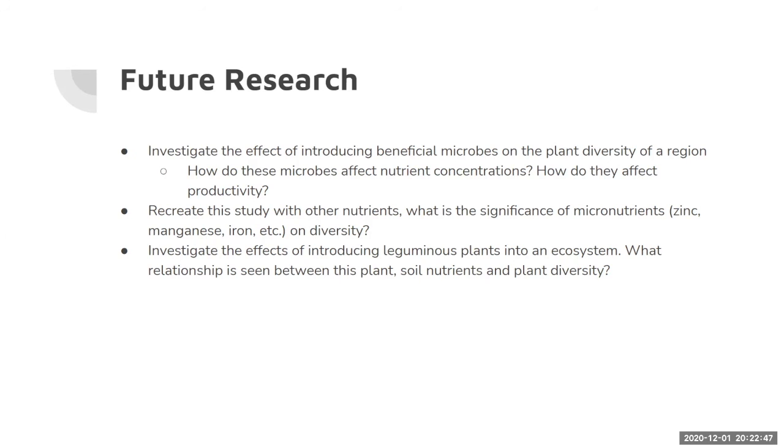We would want to consider questions like, how do they affect nutrient concentrations, and do they affect productivity, and how? Additionally, the study we analyzed could be recreated, but could also look specifically at the significance of micronutrients such as zinc and manganese on plant diversity. Lastly, the effects of introducing leguminous plants into an ecosystem could be studied. So we look at questions like, what would the relationship be between this plant, soil nutrients, and the plant diversity?